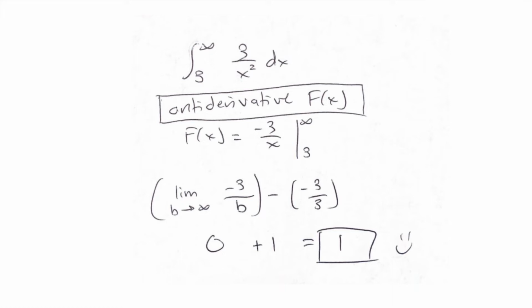Then we go as we've always done. We take our limit minus the antiderivative's value at x equals 3, which is negative 1, since negative 3 over 3 is negative 1. In this case, the limit as b approaches infinity for negative 3 over b is 0. So we have 0 minus negative 1, which is equal to 1, and that is our answer.